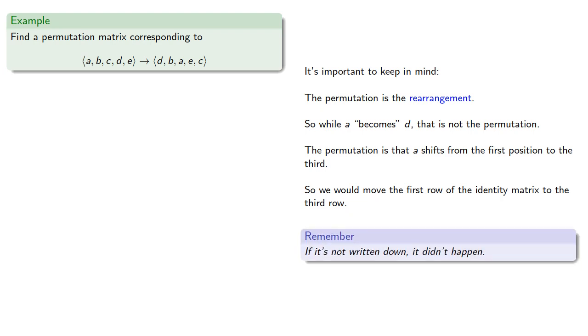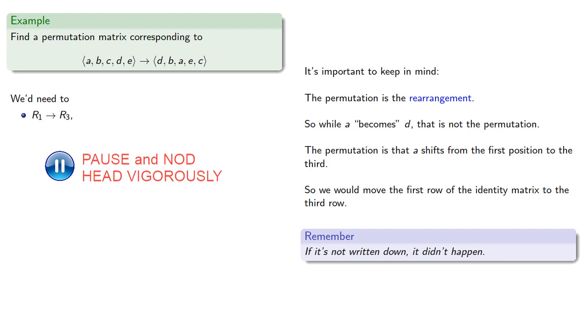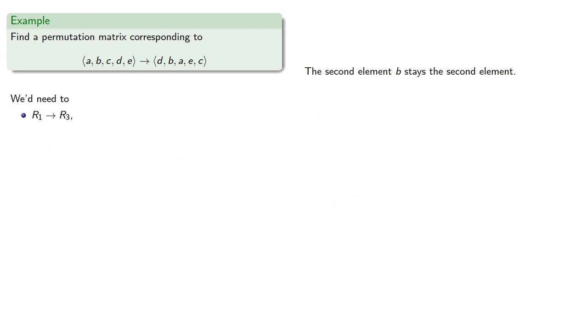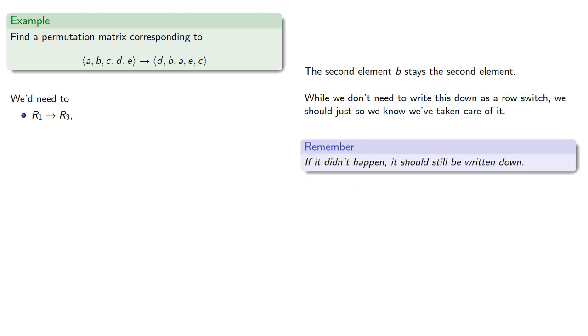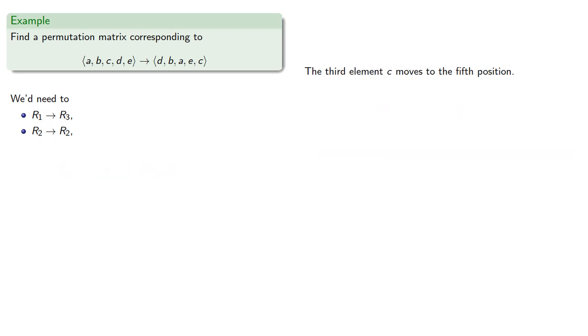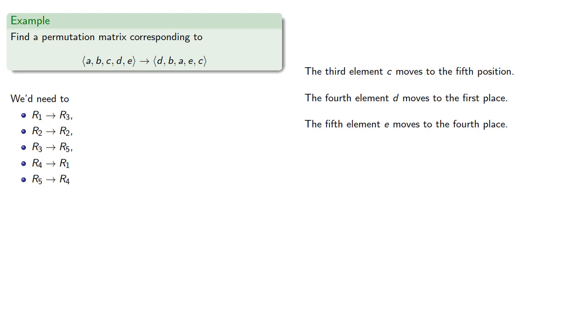And remember, if it's not written down, it didn't happen. Let's record our permutations. R1 is moved to R3. Next, the second element B stays the second element. While we don't need to write this down as a row switch, we should, just so we know we've taken care of it. Because remember also, if it didn't happen, it should still be written down. So R2 goes to R2. The third element, C, moves to the fifth position, so that's R3 to R5. The fourth element, D, moves to first place, R4 to R1. And the fifth element, E, moves to the fourth place, R5 to R4.